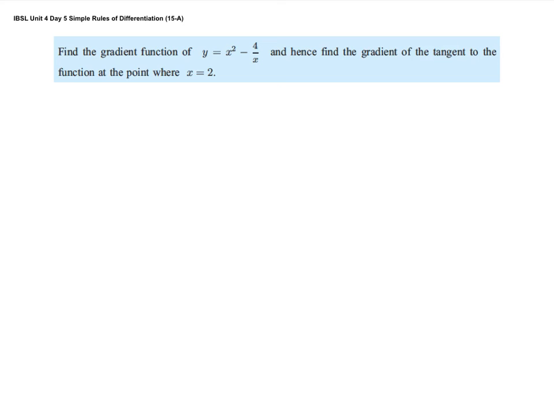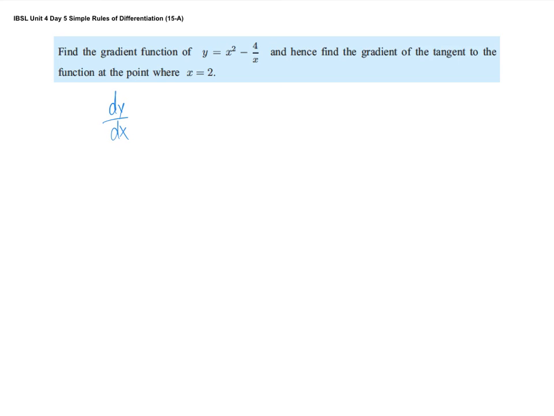Alright, so let's do one example here and then we'll let you guys practice with some of these. Okay, we're going to find the gradient function of y equals x squared minus 4 over x, and hence find the gradient of the tangent to the function at the point where x equals 2. Alright, so first of all, the gradient function, that's just find the function dy dx. Alright, and it's going to be in terms of x.